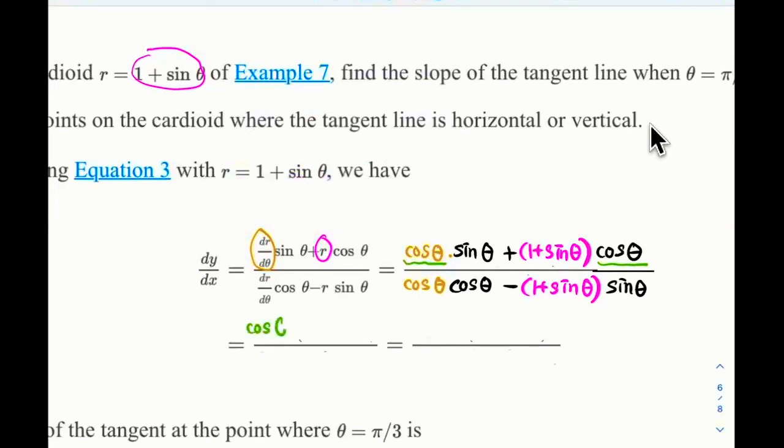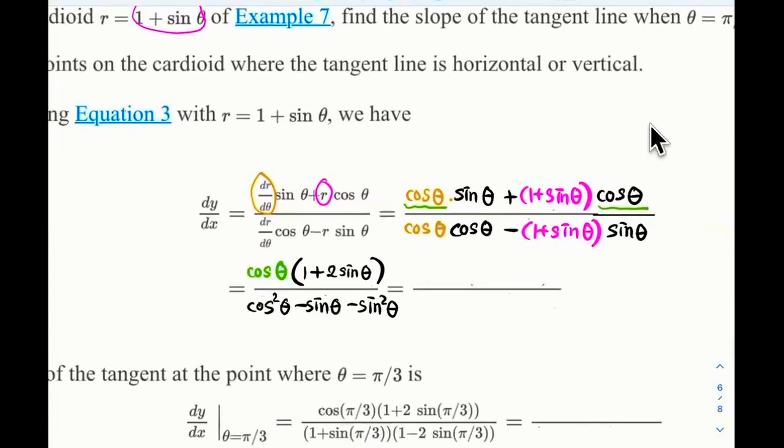So we have cosine theta, and then we have sine theta plus 1 plus sine theta. So that is 1 plus how many sine theta? 2 of them. Okay, so down here, what would you like to do? Well, this is cosine square, right? And then minus sine theta minus sine square. Let's just keep it like that first.